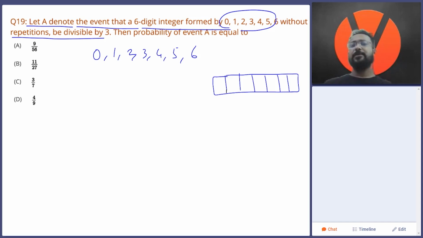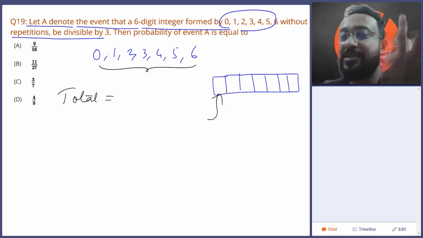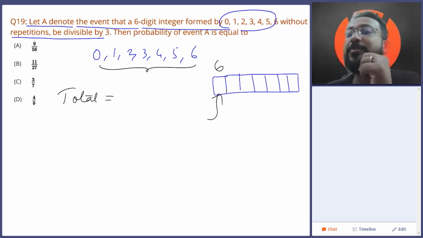Okay. So total number of cases, how to find out total number of cases? Sir, I have 7 integers and I want to create a 6-digit integer. So I'll go to the first place and try to fill it first. Can I use all 7 digits for the first place? Answer is no, because 0 is there. If I put 0, it will create a 5-digit integer. So sir, for the first place, I have 6 options left.